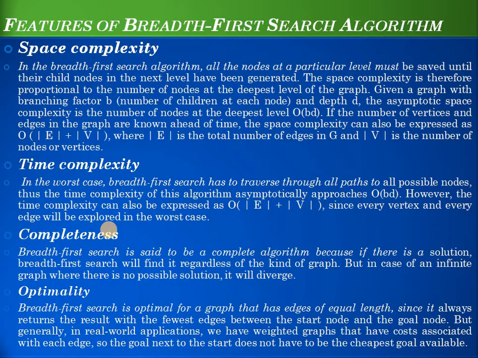Then completeness. Breadth first search is said to be complete because if there is a solution, if the target element is present, then breadth first search will find it. If the element is present, then it will surely find it. It's a complete algorithm. But in the case of an infinite graph where there is no possible solution, it will keep traversing. Optimality: breadth first search is the optimal algorithm.